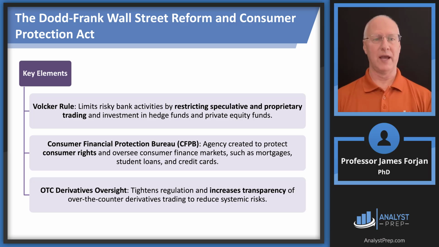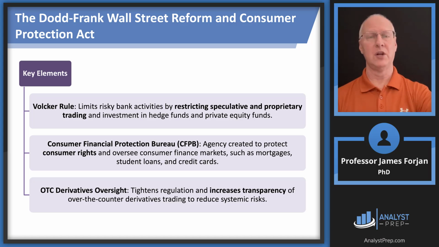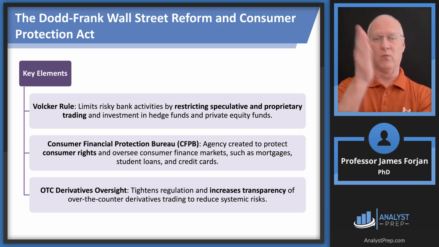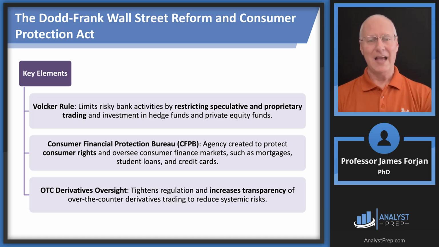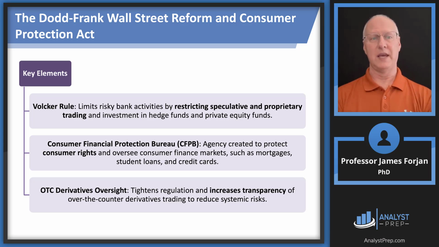Key elements of Dodd-Frank. The Volcker Rule, named after Paul Volcker, restricts speculative and proprietary trading in bank activities. Just a quick history lesson: you go all the way back to 1933, I think it was, where we had this big wall that separated commercial banking from investment banking. Then in 1980, that wall was kind of torn down, and that muddled the legal, ethical, and moral activities of financial institutions so that they could do all sorts of fun things.